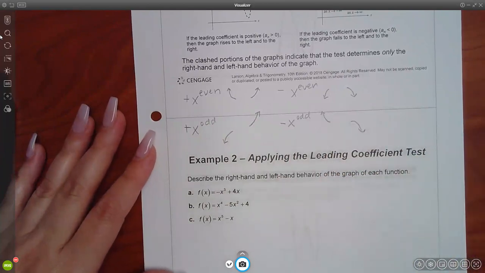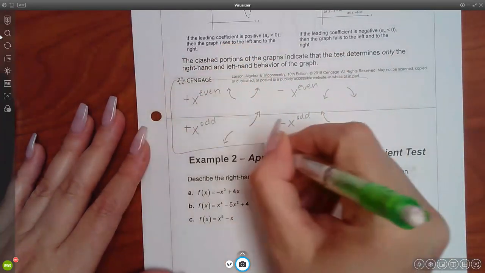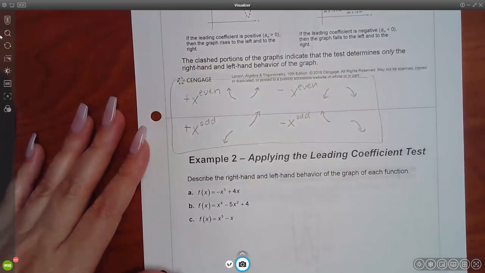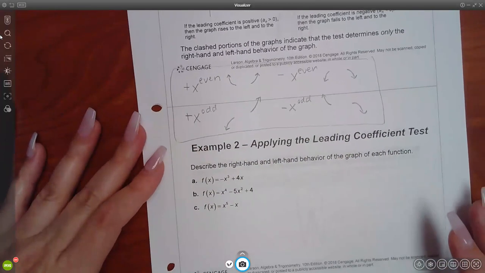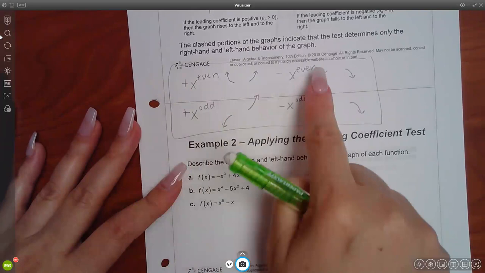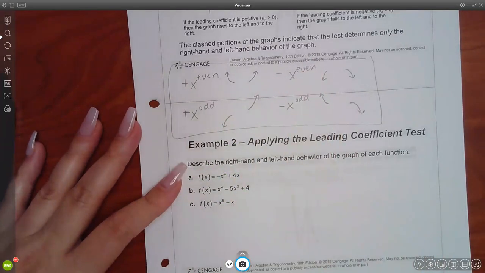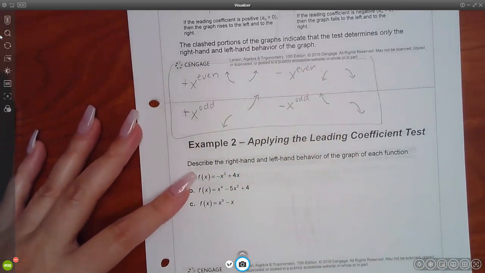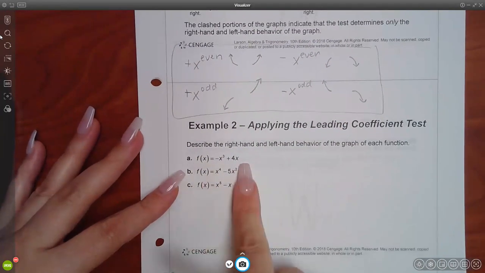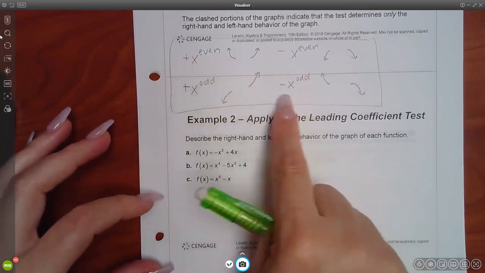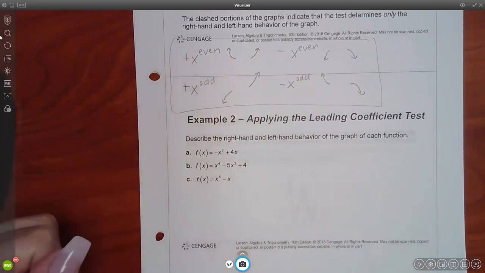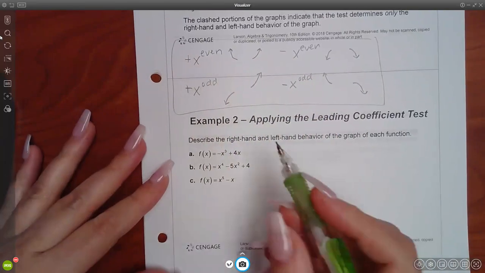That makes sense? This is what I remember. I don't remember all of that other stuff, okay? And that's all I need to know. And when I'm deciding which one of these it is, who am I supposed to be looking at? If I look at this big polynomial, who's the guy I'm supposed to be focused on to decide which of these four groups it's in? The leading coefficient or the leading term.